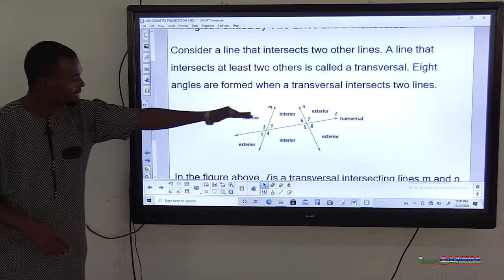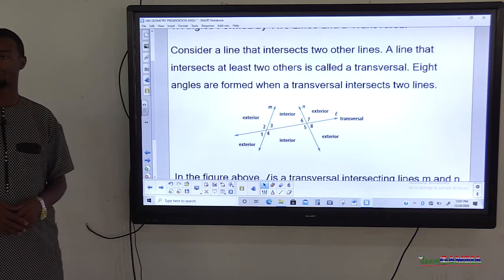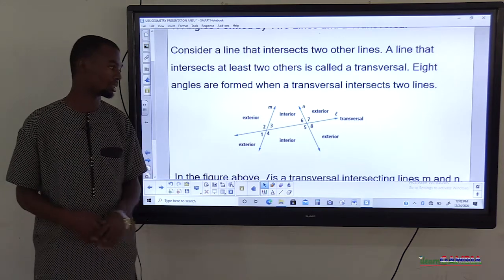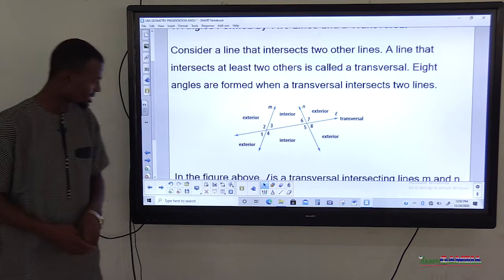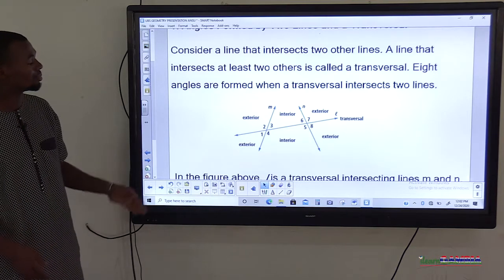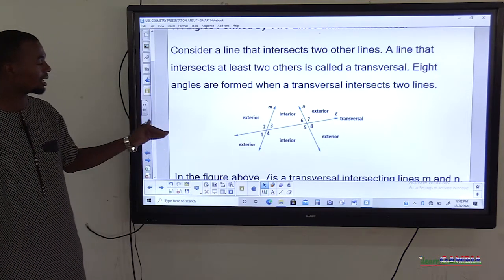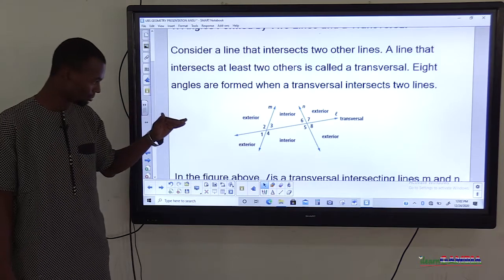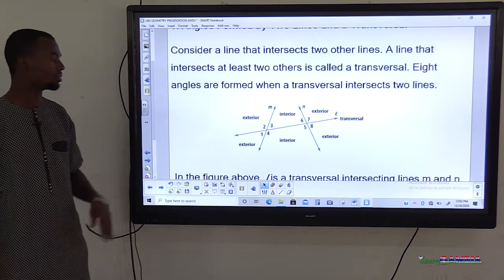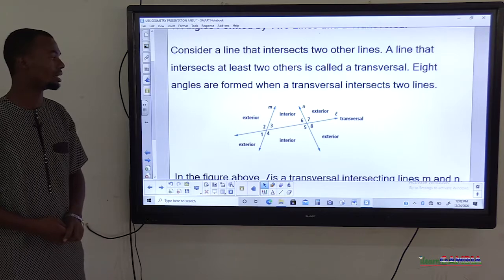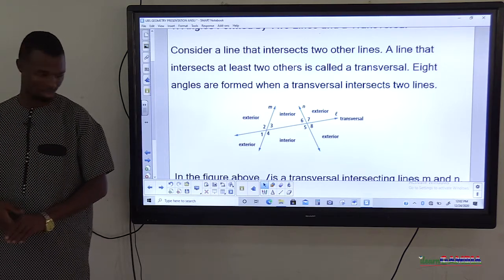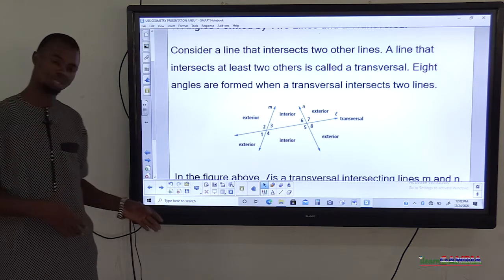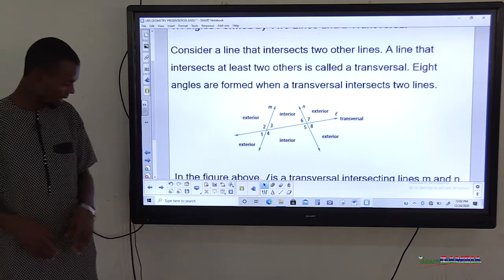Then that's the transversal. So the transversal is the line that cuts the two lines. The line L is our transversal line. Then if you look at angle 1, angle 1 is an exterior angle, angle 2 is an exterior angle, angle 7 and angle 8 are all exterior angles. So the interior angles are the angles between the two lines.